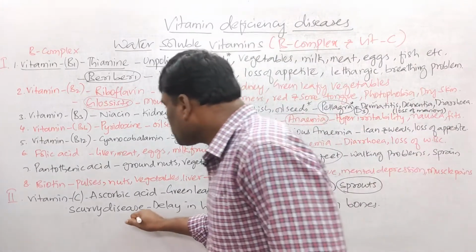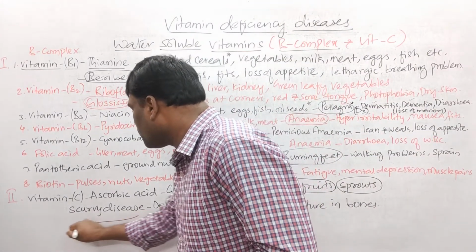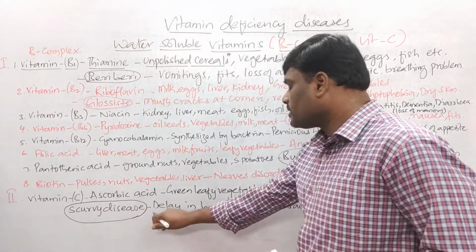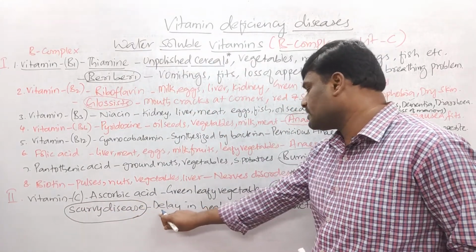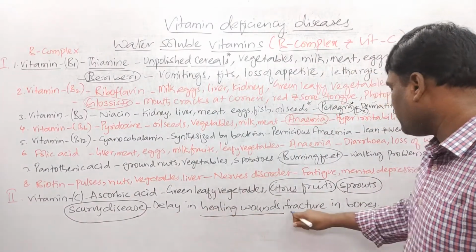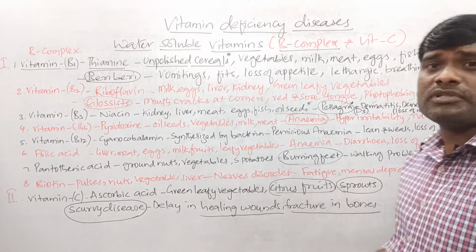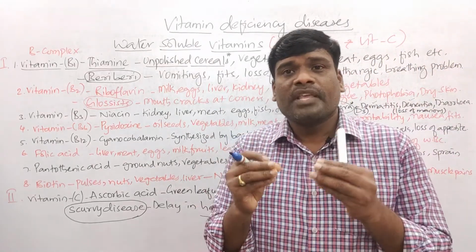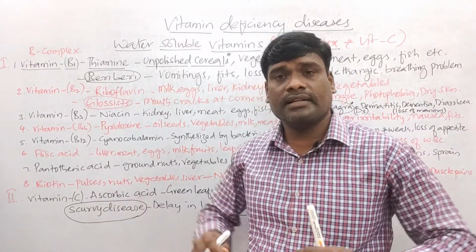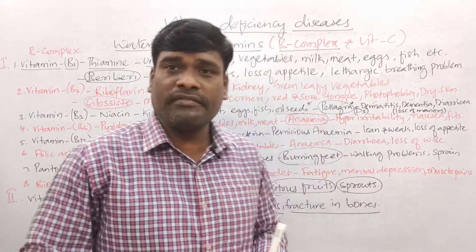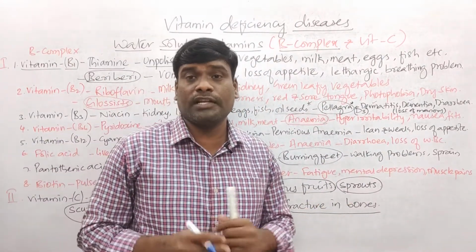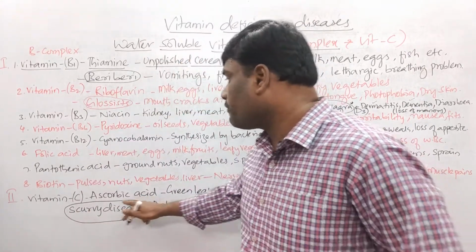Okay, so the deficiency of vitamin C leads to scurvy disease, children. The symptoms of scurvy are delay in healing of wounds and fracture in bones. Fracture in bones means what, children? Here the bones become weak because of the lack of vitamin C. As a result of weak bones, when they fall down, they usually get fractures in bones. That is due to the lack of vitamin C.